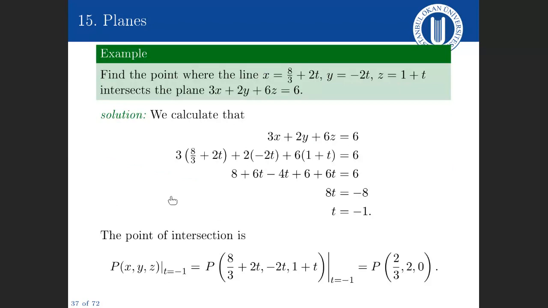Now, before we go on, let's do a quick check. Let's just check we haven't made a mistake here. We've calculated this point on the line, but is this point really on the plane? Let's double check this.